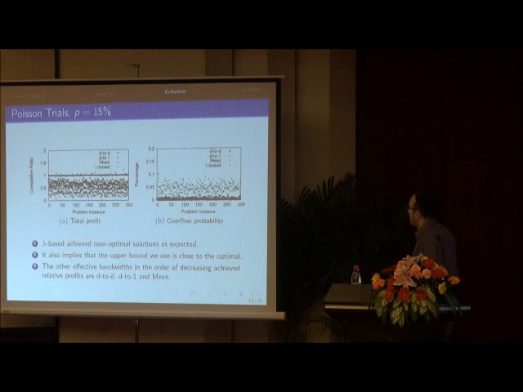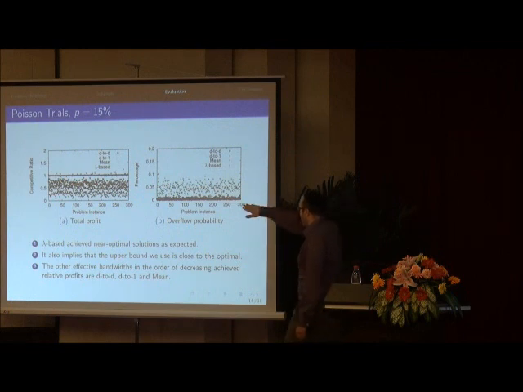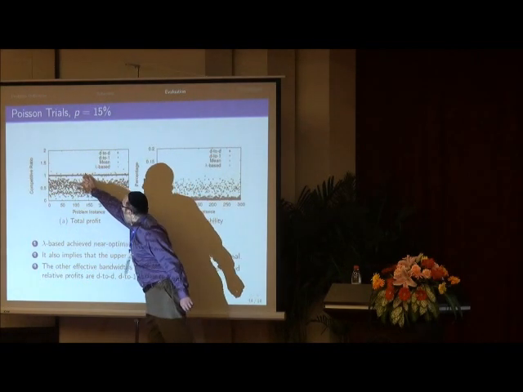In the picture you have the total profit and the overflow probability. On the x-axis you have the number of problem instances generated, and on the y-axis you have the competitive ratio. The competitive ratio is compared to the upper bound, which is the solution of the SAA, the sample average approximation. So they compare the D2D, D2-1, the mean, and the lambda based, and they see that the lambda based achieves a near optimal solution, where their solution divided by the upper bound gives a ratio of 1.